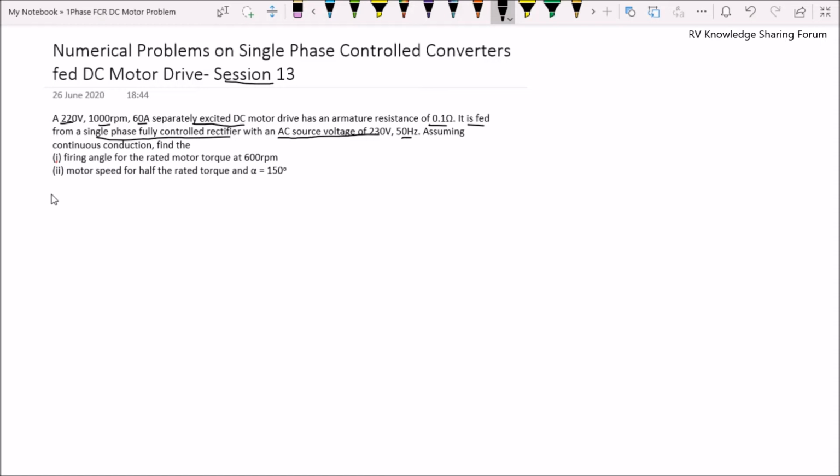The conduction is assumed to be continuous conduction, for which we have to find the firing angle at the rated motor torque at 600 rpm. And the second one is we have to find the motor speed for half the rated torque and the firing angle alpha equal to 150 degrees. So let us try to solve this. Solution. First let us write the given data.